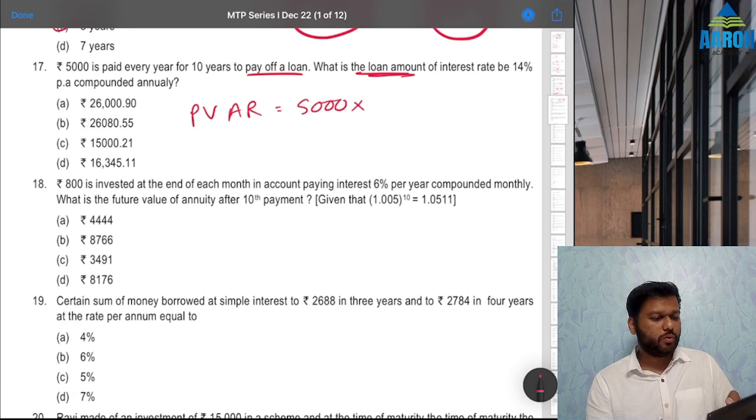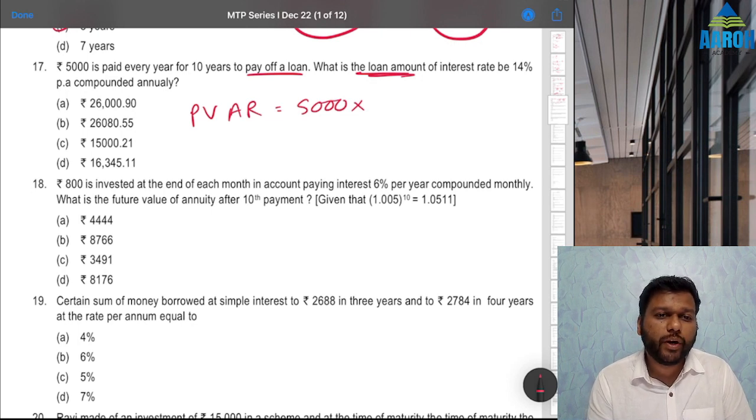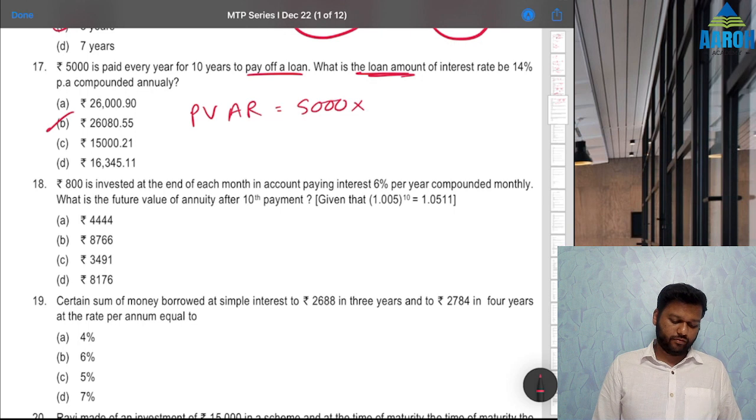1, 2, 3, 4, 5, 6, 7, 8, 9, 10. If you press MRC, we get 5.216 something into 5,000. That is going to be present value 26,080, option B.